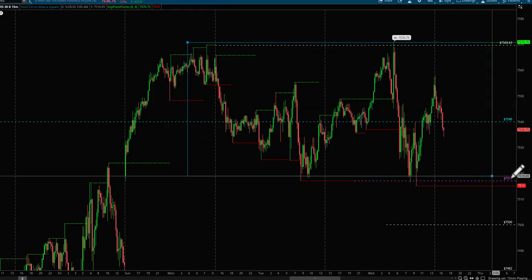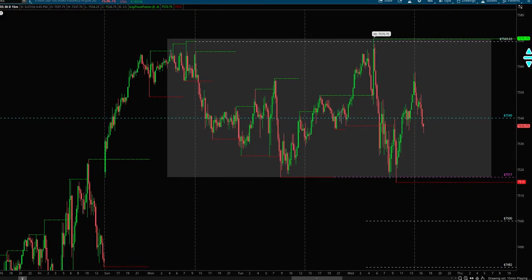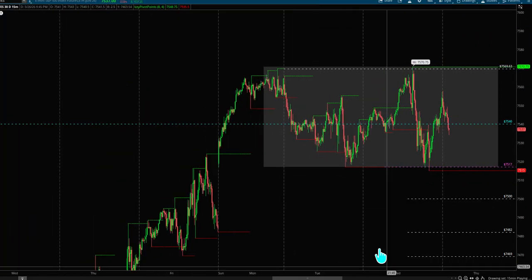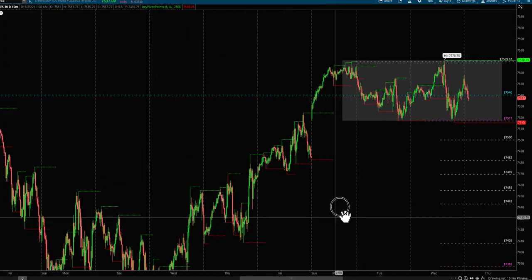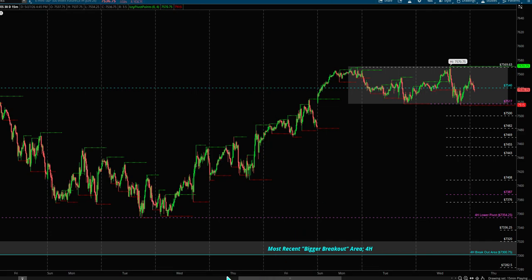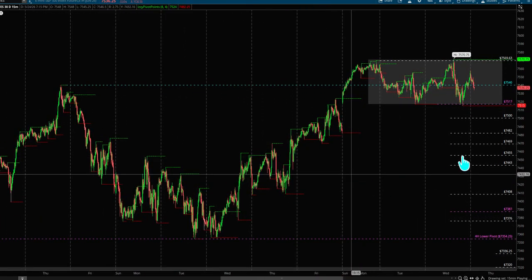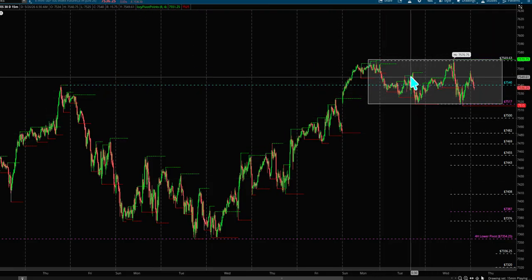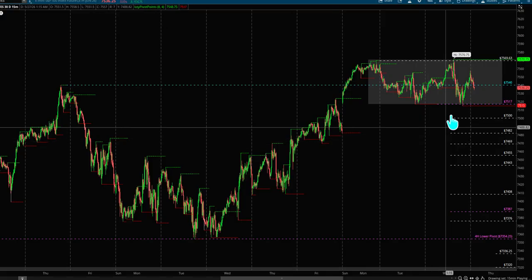The big thing to understand here, okay, 75.17, boom. Okay, we know on the bigger time frames, we know the 4-hour range. Okay, that's very important to know. We already went over that. And we know that we're hanging out in the upper part of that 4-hour range.